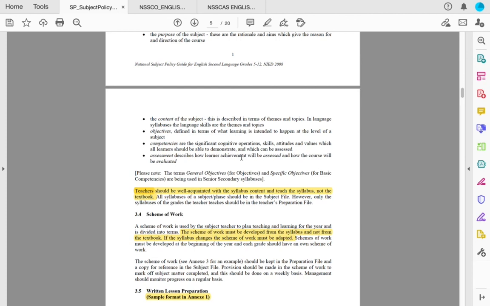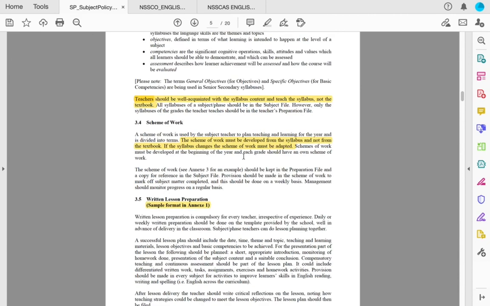And there are also guidelines of how they will be assessed. All that is described in the syllabus. It's stated in the syllabus.